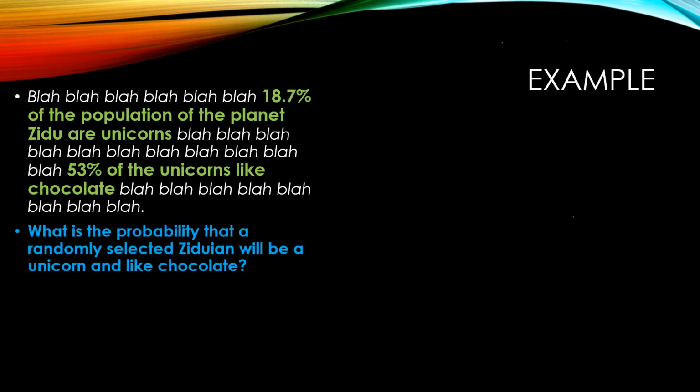Now that we've gone through and highlighted the information, it makes it a little easier to figure out what we need to do. So we need to find the probability that a randomly selected Ziduian will be a unicorn and like chocolate. So let's recall our formula. The probability that they'll be a unicorn and like chocolate is equal to the probability that it's a unicorn times the probability that they like chocolate given that they're a unicorn.